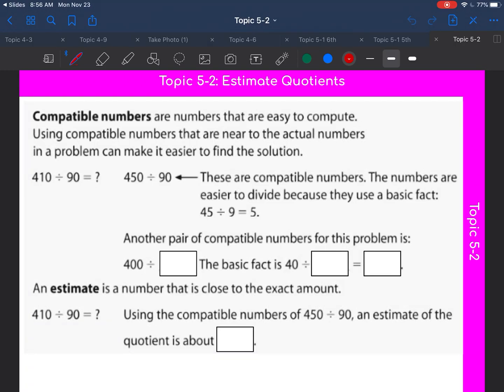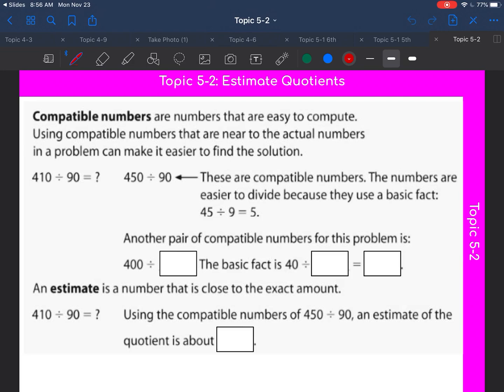Hello, fifth graders. Just like we have done with every single topic we've encountered so far, we are going to do some estimation. Yesterday we dealt with dividing numbers that had a bunch of zeros, so they were powers of 10, and we could easily just find the basic fact, cancel out the zeros, and get our quotient.